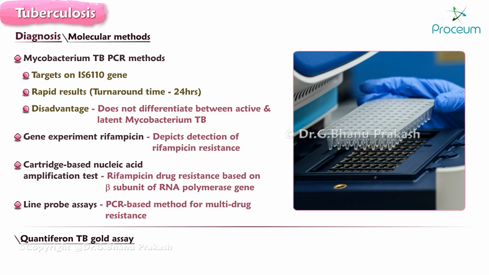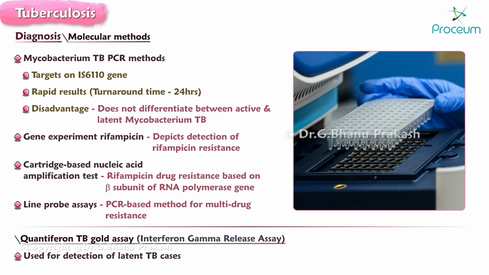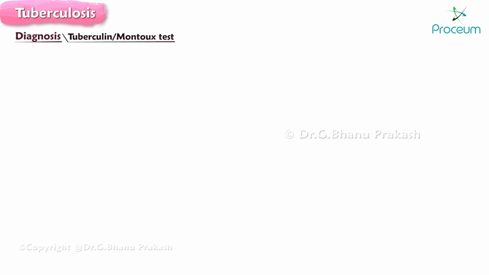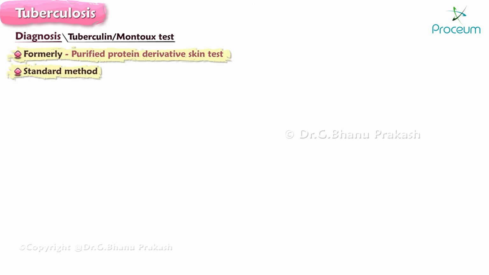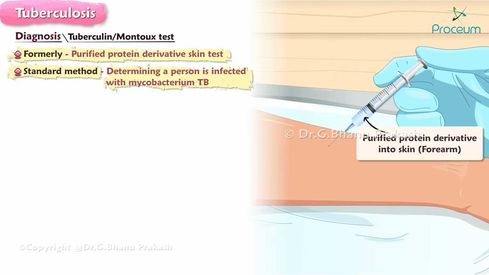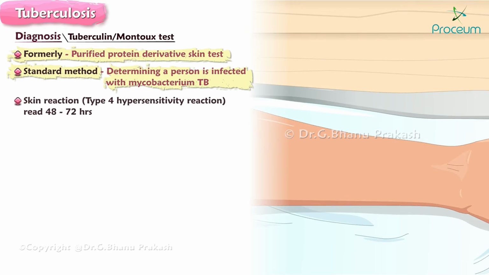QuantiFERON tuberculosis gold assay, an interferon gamma release assay, is used for the detection of latent tuberculosis cases. Tuberculin Mantoux test: the Mantoux tuberculin skin test, formerly called the purified protein derivative skin test, is the standard method of determining whether a person is infected with Mycobacterium tuberculosis. It's performed by injecting purified protein derivative into the skin, usually the forearm. The skin reaction, which is a type 4 hypersensitivity reaction, is read 48 to 72 hours after injection, and it must produce a skin elevation of about 6 to 10 millimeters in diameter.